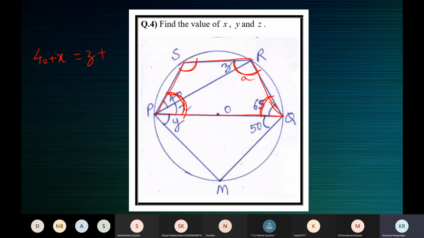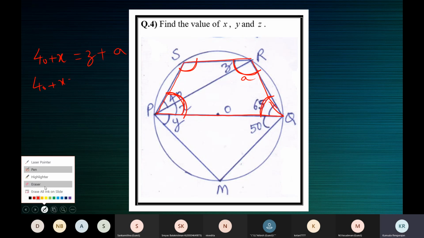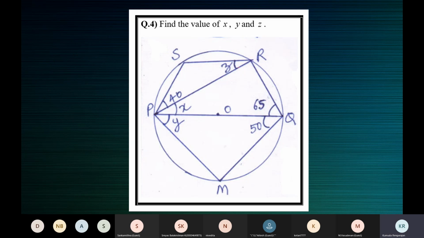You can use some letter like a also, z plus a. 40 plus x is equal to z plus a, or you can say angle PRQ. Sorry children, they're supplementary. If I call this angle A, 40 plus x is angle P and angle R is Z plus A. This is only one angle. We are not adding four angles. 40 plus x represents angle P. Z plus A represents its opposite angle R.